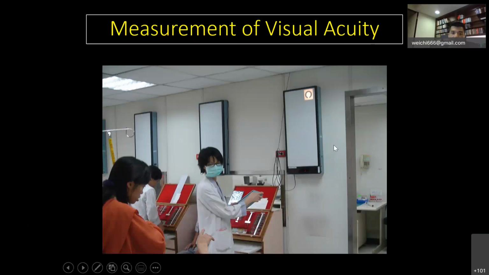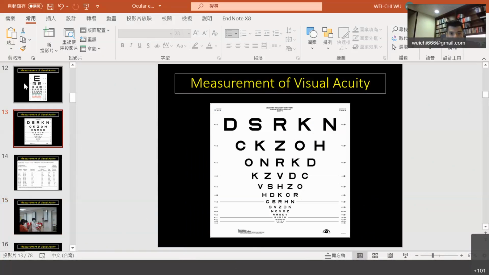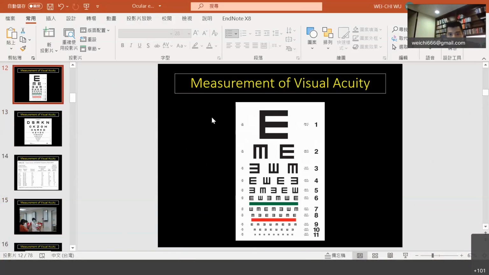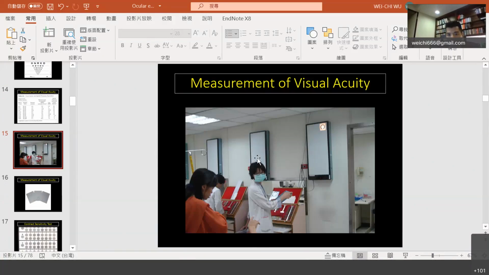Okay, so this is the vision test we have in the classroom, in the ophthalmic clinics, and usually we don't show them all these characters. Do you know why? So we use a light box to check the patient's visual acuity. Why don't we show them all these characters at the same time? Why do we use a light box?